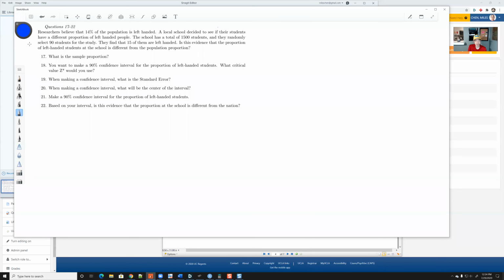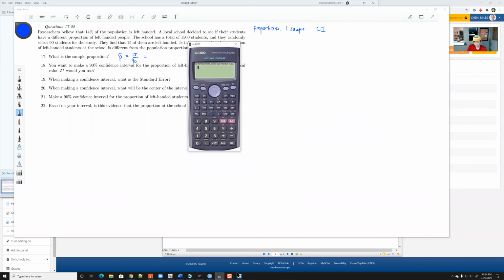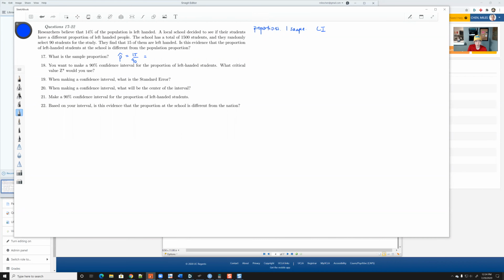All right, so first of all, what we are dealing with here is proportions. And here we only have one sample. And here it says we're making a confidence interval. So number 17, this is really easy. This is p hat, our sample proportion. P hat is 15 divided by our 90 students. So 15 over 90 is like 0.167, 0.1667.